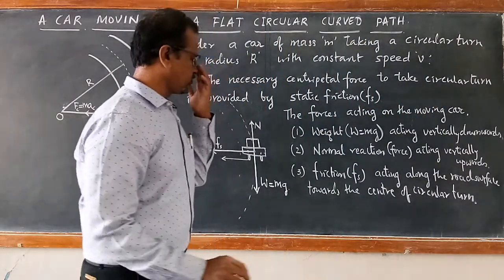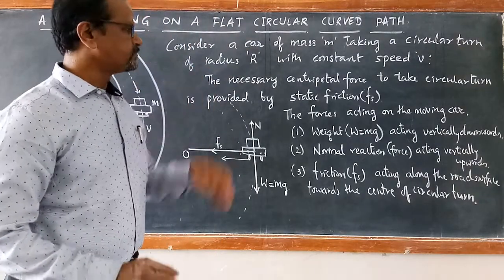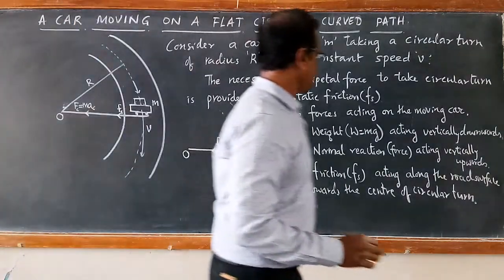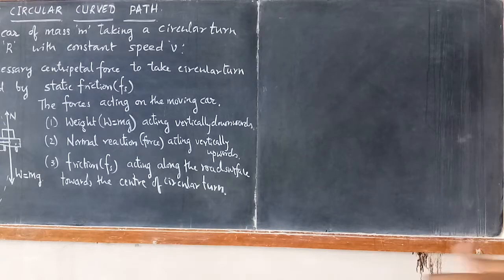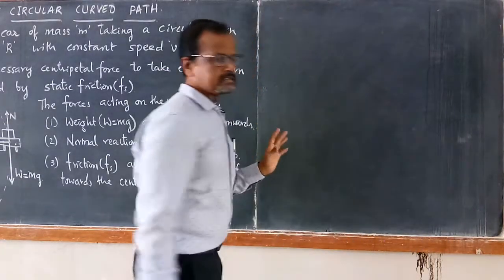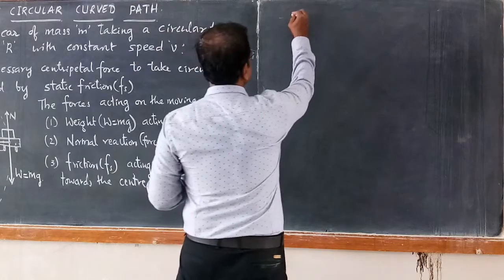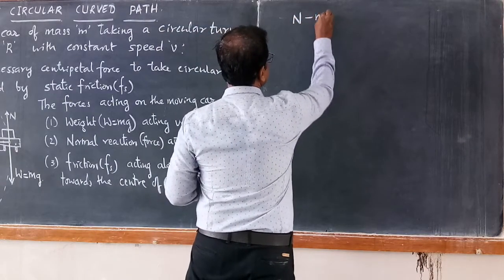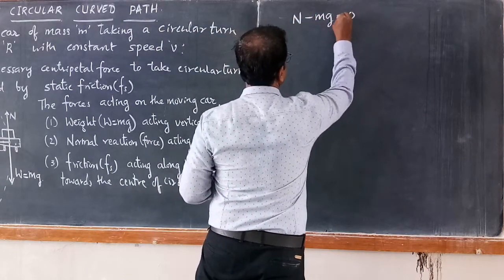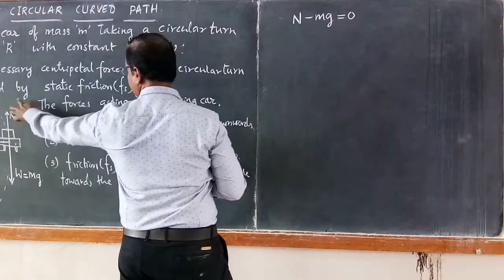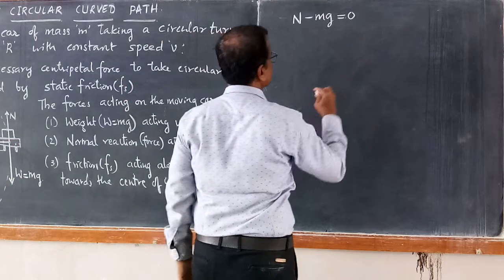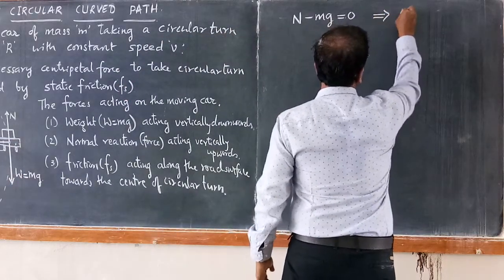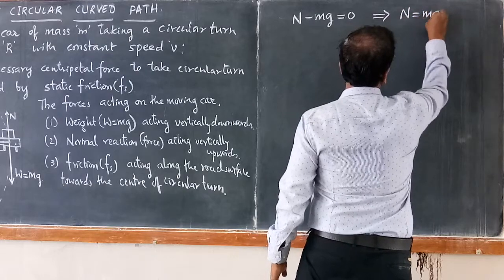So now we can write down the balancing forces. So in equilibrium, what are the balancing forces? N minus mg equal to 0. Look at the diagram. N is exactly equal to mg. Therefore, N minus mg equal to 0. So this implies N is equal to mg.